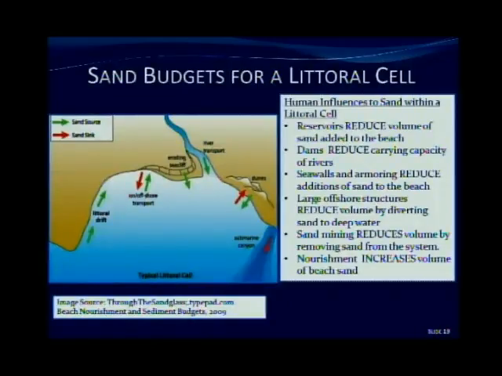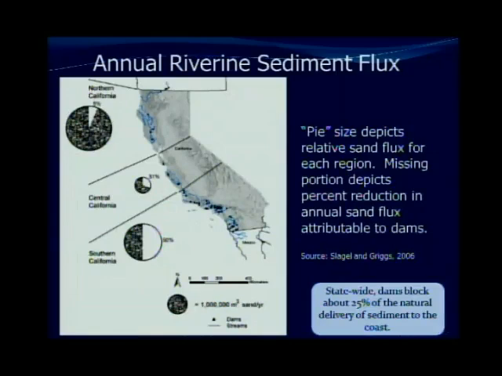There are also a lot of human activities that alter the amount of sand that comes to the coast. We know there are rivers and dams that change the sand coming to the coast. There are many other factors. This shows the change in the river sediments arriving at the coast because of the reduction from dams. And you can see that in Southern California, about half of the sediment that used to come to the coast has been interrupted because of dams and reservoirs.